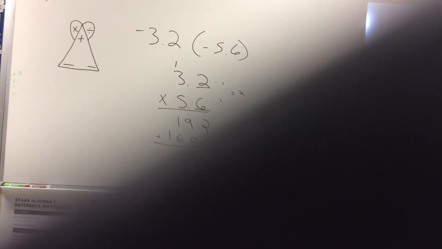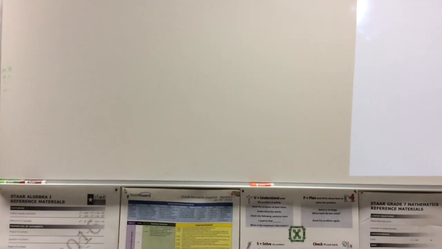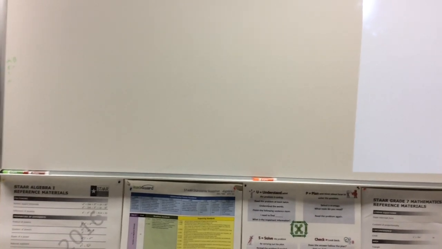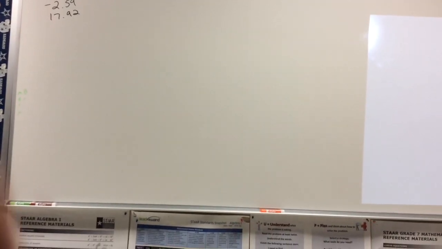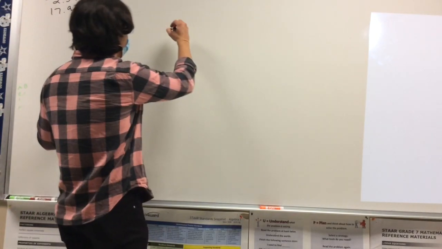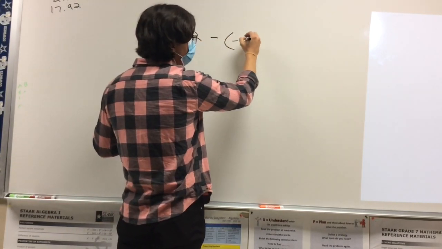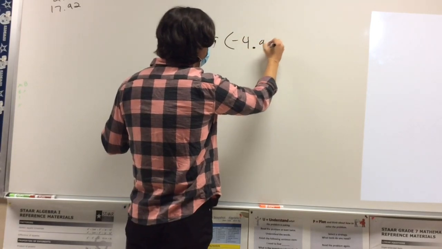Okay, this next problem. What operation am I doing here? Subtraction. How do I know I'm doing subtraction, Caden? The iPad slid down, so. Good to know, thanks. Caden, how do I know I'm doing subtraction? There's a minus sign, right? 14 and 2/10 minus negative 4.96.